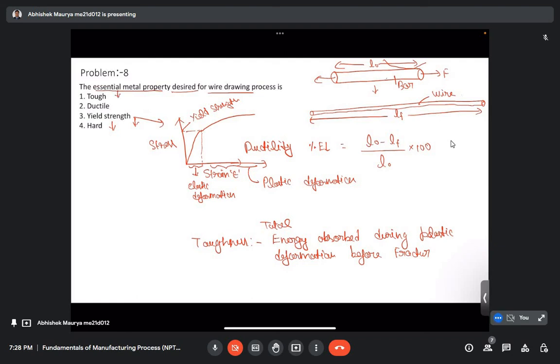So in order to convert this bar into the wire, we want a material which has lower toughness, higher ductility, lower yield strength, and lower hardness. So the essential property which is desired is ductility. We need it higher. If it is higher, then we can easily convert this bar into the wire. So the correct answer is that the material should be ductile.